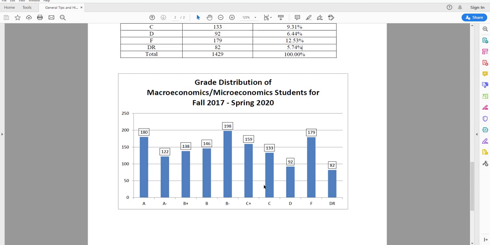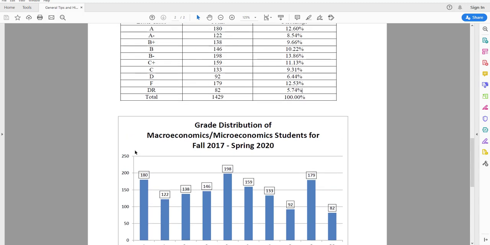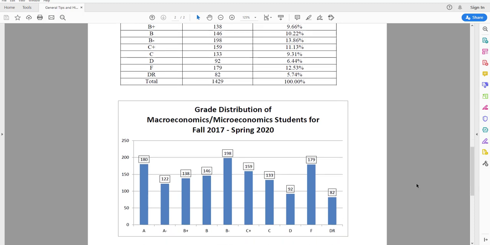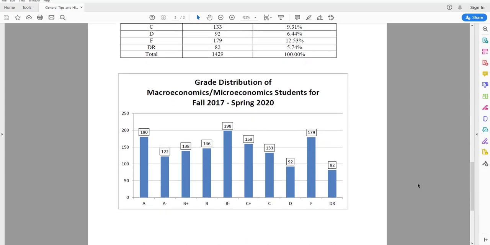This file is available on Canvas for you to download for your own viewing pleasure. You can also do your own type of grade analysis or number analysis with the numbers that are presented right here. But this is exactly what you should be expecting for this class and what I am expecting from you as well.